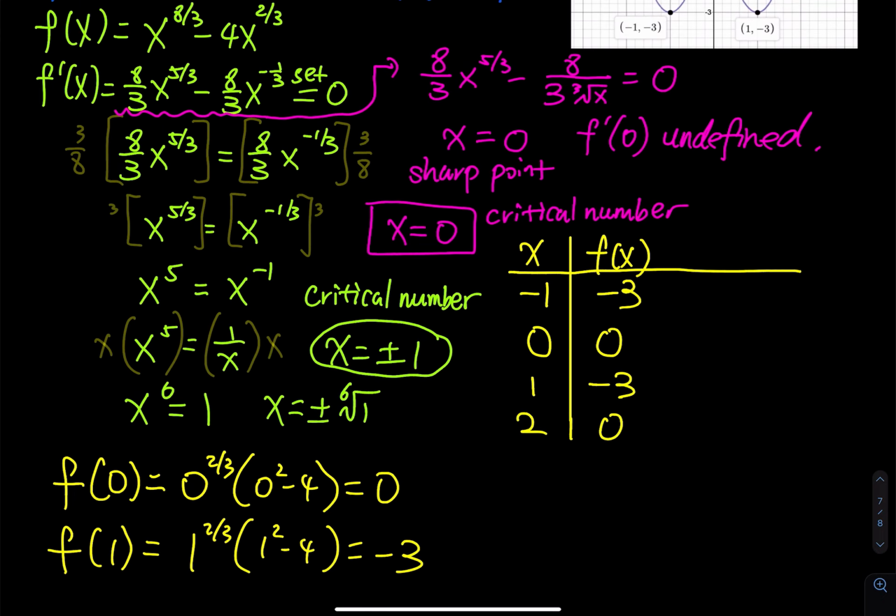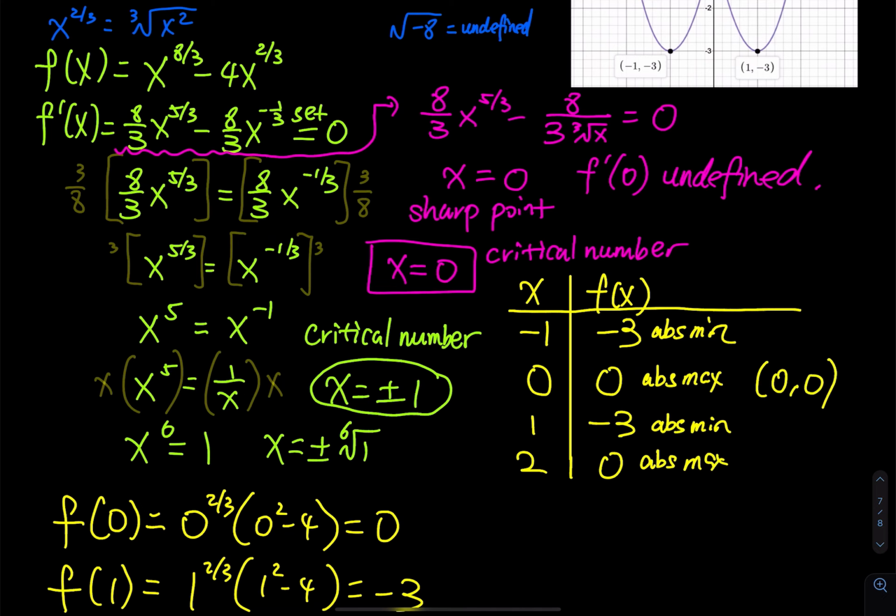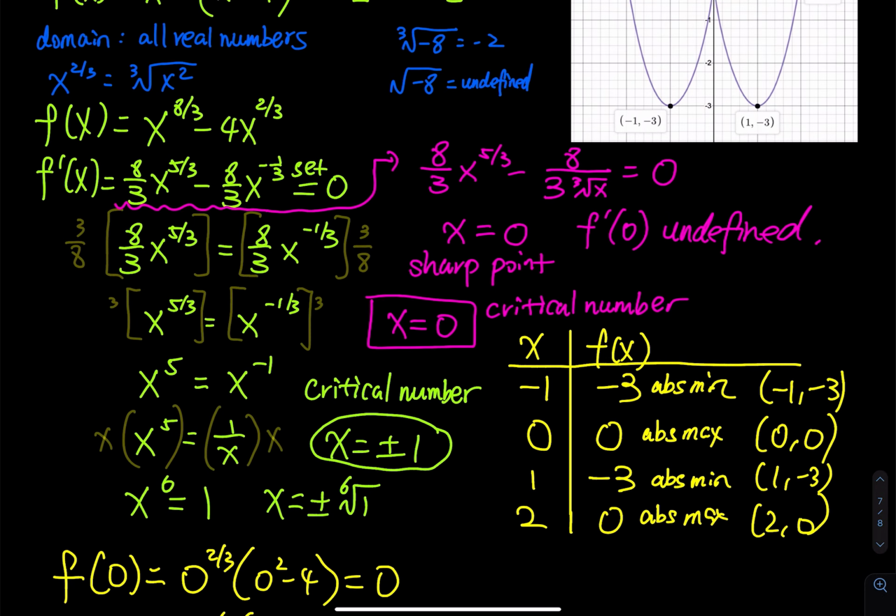Okay, where is the lowest y? So this is absolute min, right? So absolute min, and then absolute min, and then both zeros are the highest y, so they are absolute max, and then absolute max, right? So we have 0, 0 and 2, 0 for absolute max, and then -1, -3 and 1, -3 for absolute min. Let's check out the graph to make sure everything we did is right.